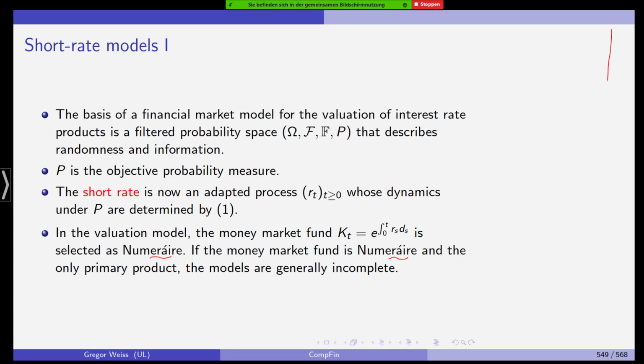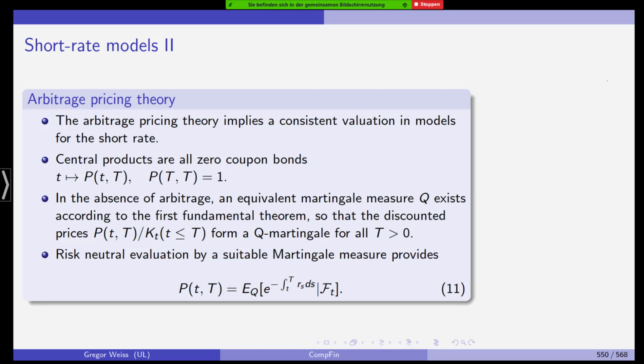Now, if the money market fund is used as the numeraire and the only product, then models are generally incomplete. We'll see about this. Now, arbitrage pricing theory implies that a consistent valuation in models for the short rate is given by the following. We have as central products only zero coupon bonds. Prices are given by P(t, T), the price of a zero coupon bond which at maturity is 1.